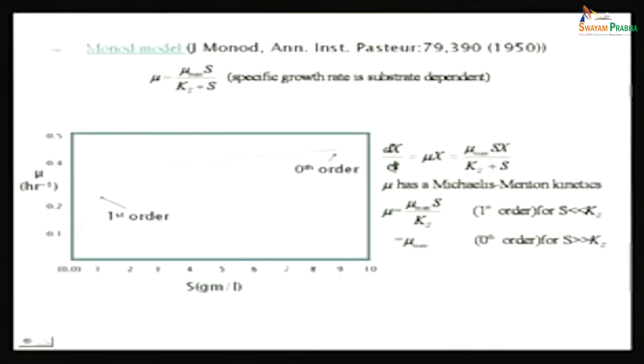So, dx dt for the Monod model is mu x, where mu is mu max s over Ks plus s. And mu is the Michaelis-Menten kinetics. It goes to first order, that is mu max s over Ks, for s very, very small, and goes to a constant mu max for s very large. Please make sure you make a note of this.